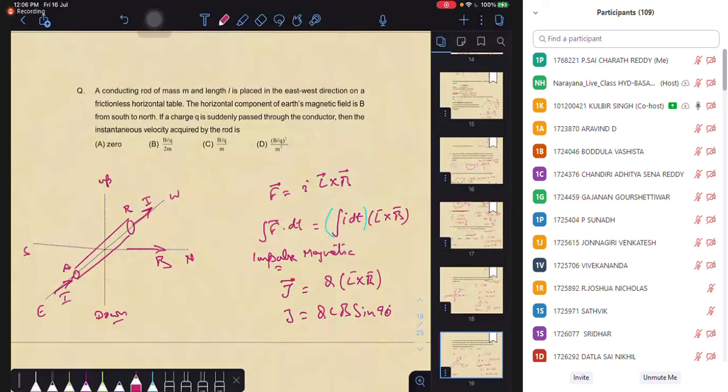Direction here is I cross B. If you rotate the thumb in the downward direction, the velocity should be in the downward direction. Here in the question, he's not asking for the directions, but suppose the question says it is placed on the ground, then it can't jump, because if it is placed on the ground, it can't jump down.